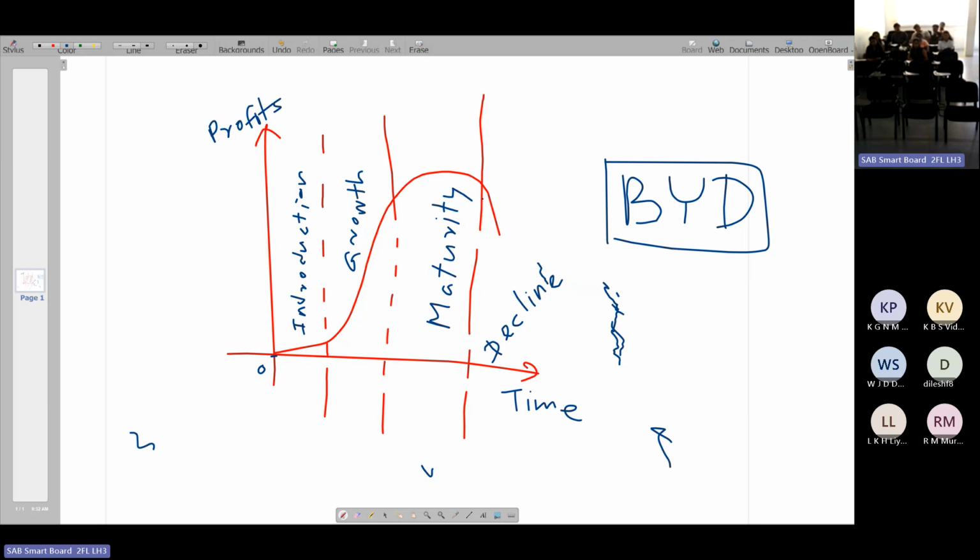Right, you can see the BYD company. Think of opening a showroom in a country like Sri Lanka. To what extent they have expanded?